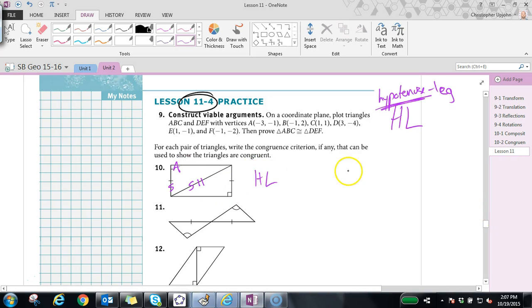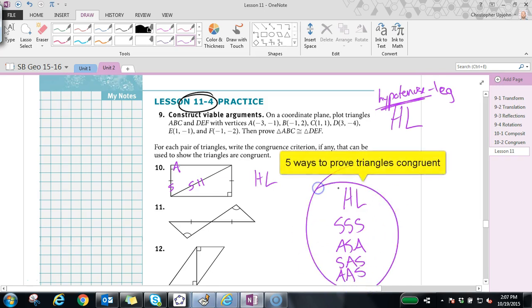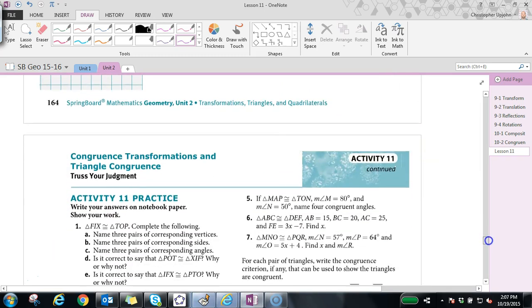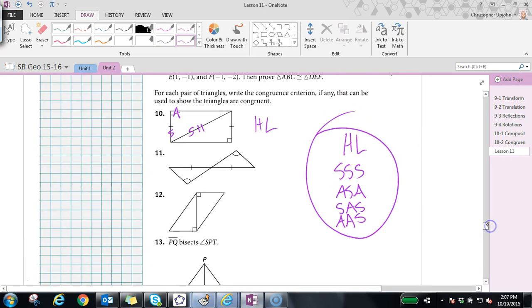Just so we have 5 ways to prove triangles congruent. HL, side, side, side, side, angle, side, and angle, side, angle. These are our 5 ways. And we're going to do proofs with them, proving them congruent in 2 columns and all different other ways. So not too different than what we've already done.